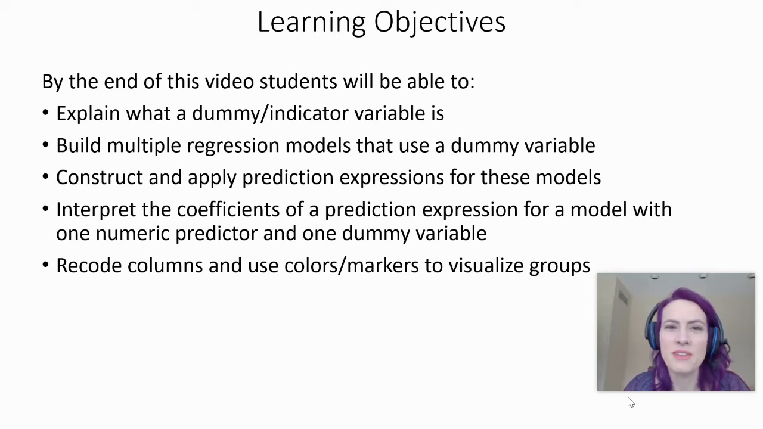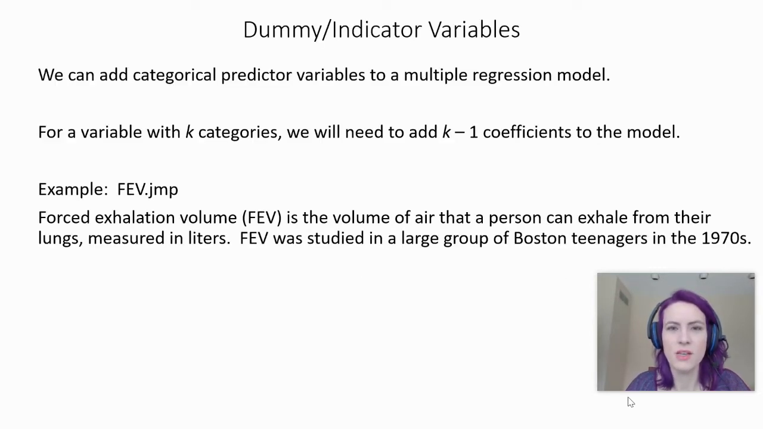In this lesson, we'll be learning about something called dummy variables and how to incorporate them into our multiple regression models. A dummy or indicator variable is a way that we can incorporate a categorical predictor into our model. For a categorical variable, we'll need as many dummy variables as our categories minus 1. We'll be starting with a simple example today where we're going to use sex as a predictor variable. So we have males and females, k equals 2. Thus, we'll only need 2 minus 1 equals 1 dummy variable.